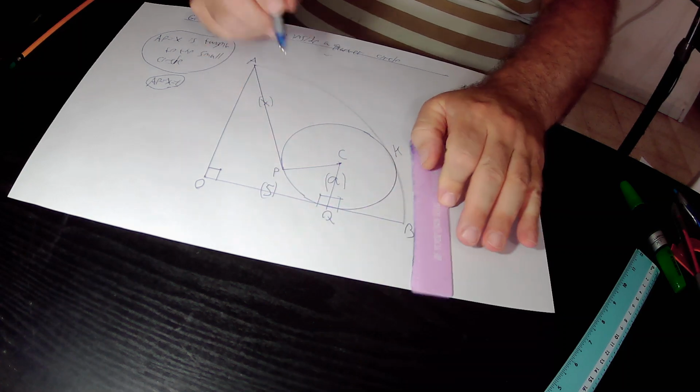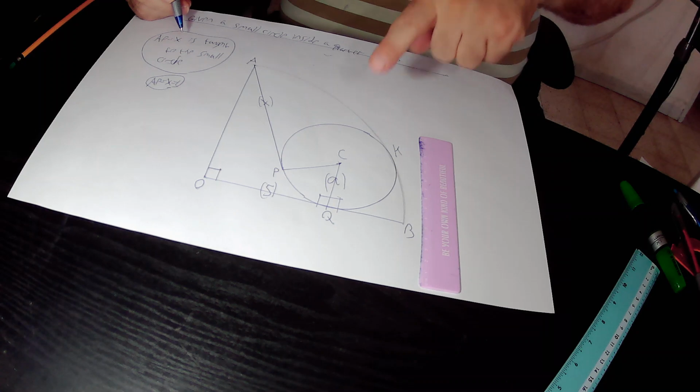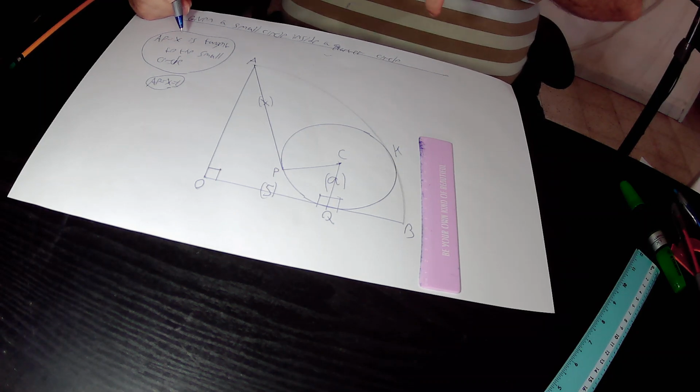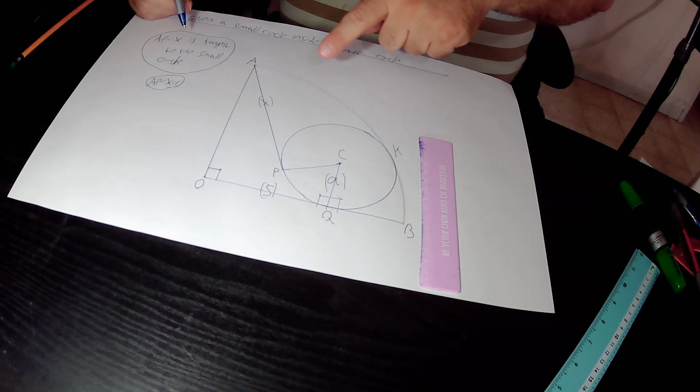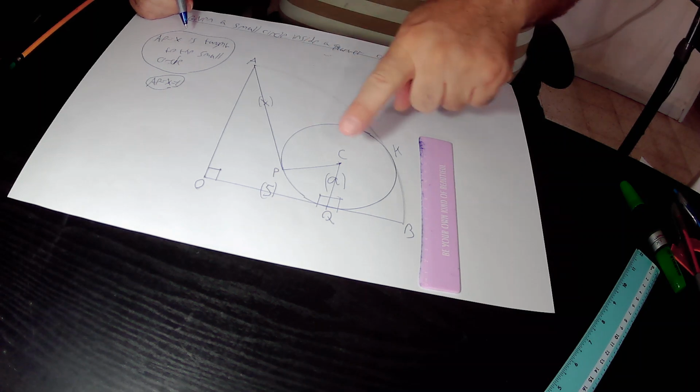Actually, point P is the point of tangency of tangent AP with this small circle, and AP equals x, and x is the line segment, the tangent that we are looking for in this question. We have to find out the length of tangent AP that is equal to x.